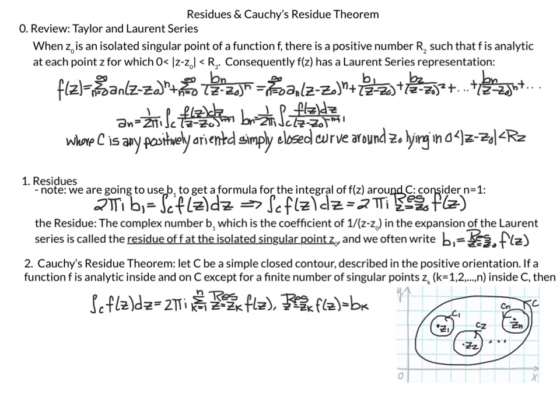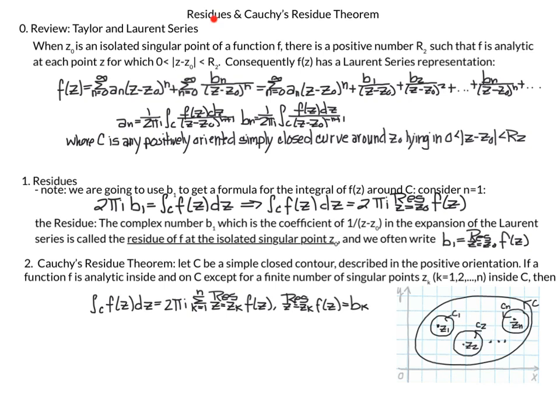f of z is equal to the summation n equals 0 to infinity, a n times (z minus z naught) to the n, plus the summation n equals 1 to infinity, b n over (z minus z naught) to the nth power. This part here is called the analytic portion of our Laurent series. This part here is called the principal portion. And we have these two formulas here to calculate a sub n, the coefficients of the analytic portion, and b sub n, the coefficients of the principal portion.